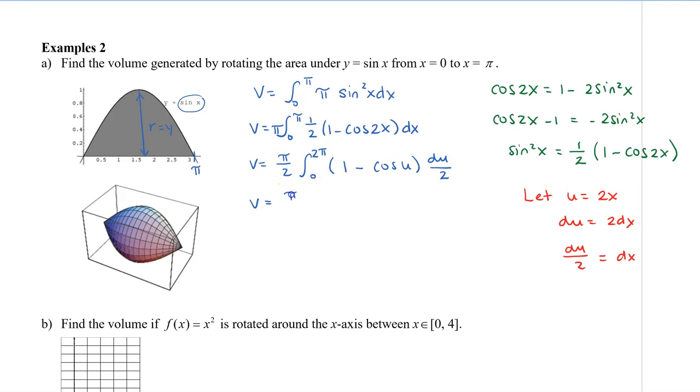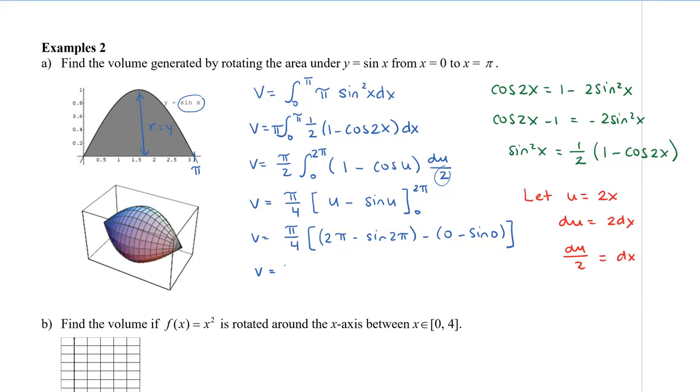So now I can finally integrate. So this will be pi over 4, pulling the 2 from here to the front. And when I integrate, I'm going to get u minus sine u, integrating from 0 to 2 pi. So I get 2 pi minus sine 2 pi minus 0 minus sine 0. All right, so we can see that sine 2 pi is also 0, sine 0 is 0. So all of these parts are going to be 0. We only have 2 pi left. So pi times 2 pi is going to be 2 pi squared over 4, which reduces to pi squared over 2. And this will be in units cubed because we're looking for the volume.